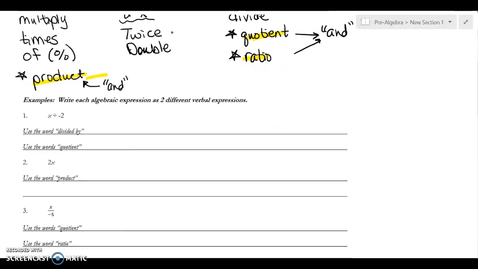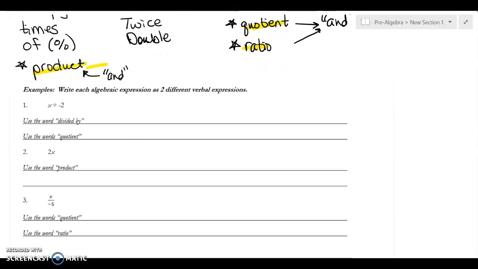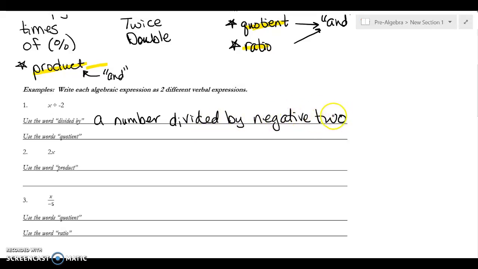So for the first couple examples, I've told you what word I want you to use. So for this one, I want you to use divided by. So I start with x, so that's a number, divided by -2. Remember, the only thing that goes backwards is less than. We didn't learn any new ones today that go backwards, so make sure you go in the order it says.